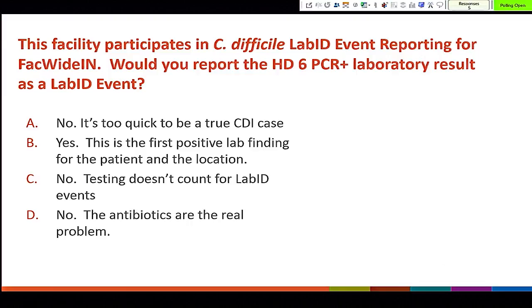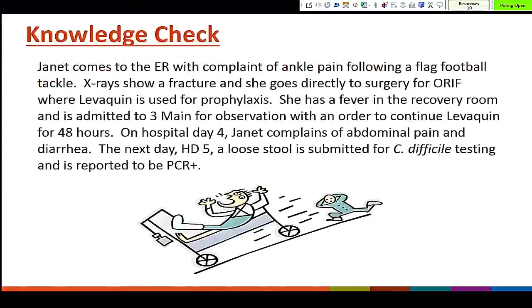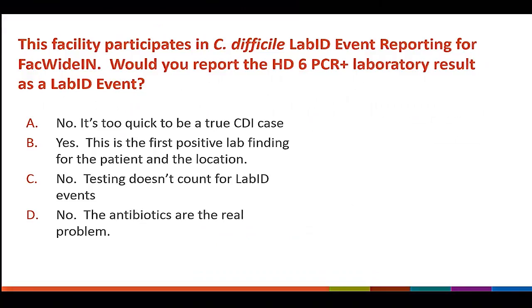I think, let me go back. Didn't we say that was 5? Typo, 30 lashes with a limp noodle.